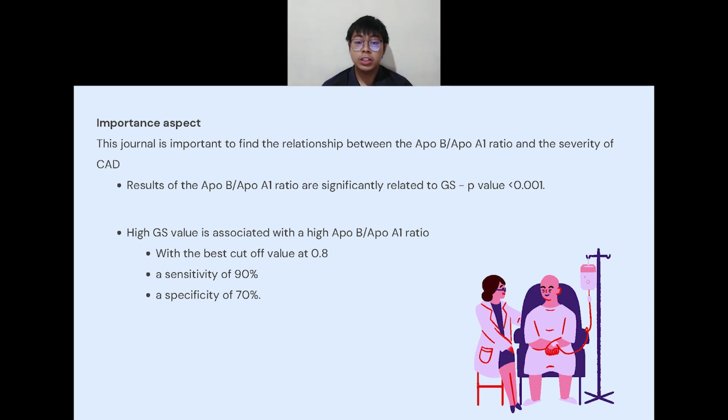This journal is important for finding the relationship between the ApoB and ApoA1 ratio and the severity of CAD. The results show the ApoB and ApoA1 ratio is significantly related to the Gensini score, with a p-value less than 0.001, and a high Gensini score is associated with a high ApoB and ApoA1 ratio, with the best cutoff value at 0.8, sensitivity of 90%, and specificity of 70%.